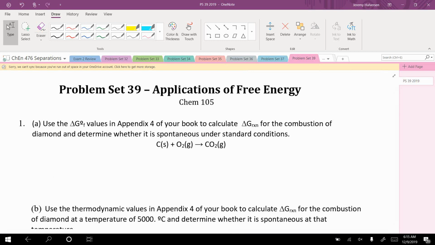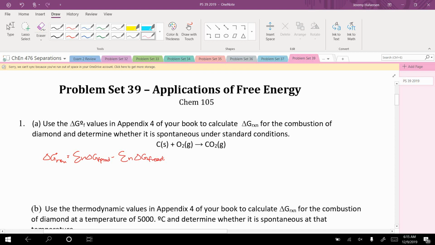Use the delta G of formation values in Appendix 4 of your book to calculate delta G of reaction, I could say delta G naught of reaction, for the combustion of diamond and determine whether it is spontaneous under standard conditions. They don't say delta G naught, they just say standard conditions, same thing. So I'll say delta G naught of the reaction equals the sum of delta G of formation of products minus the sum of delta G of formation of reactants.